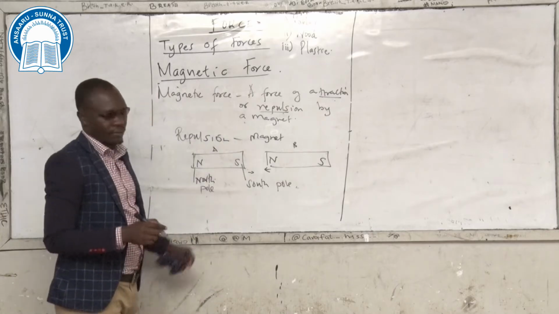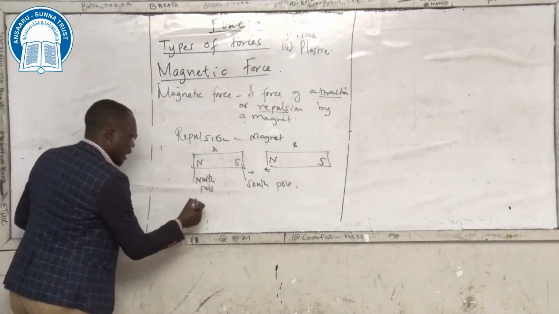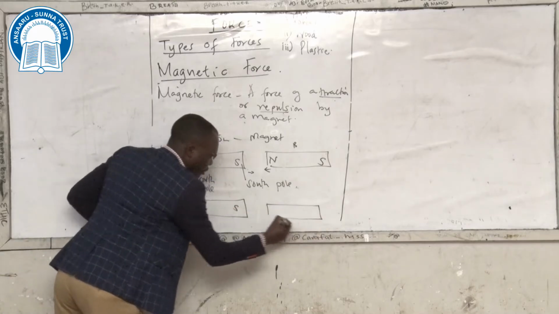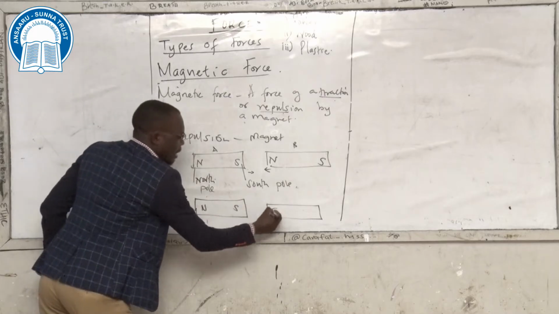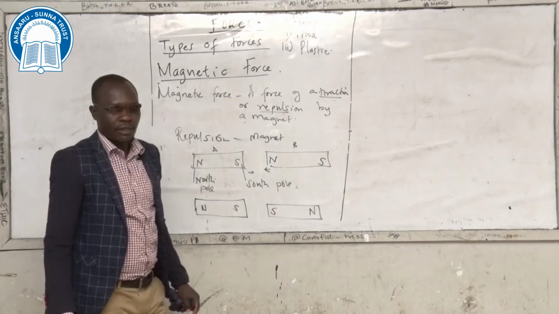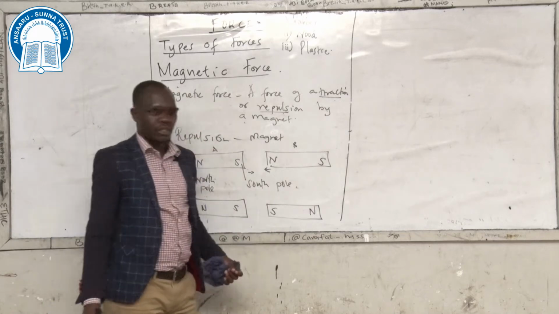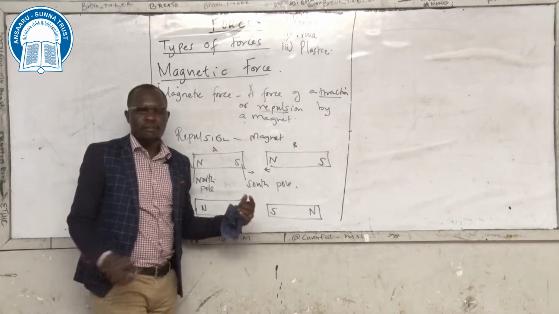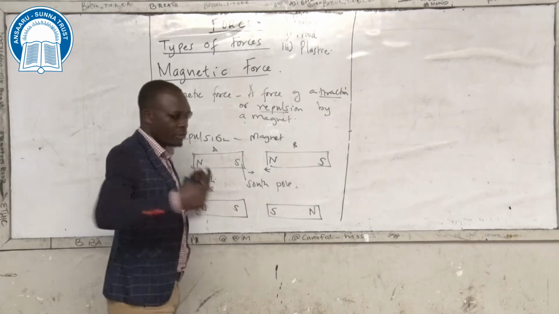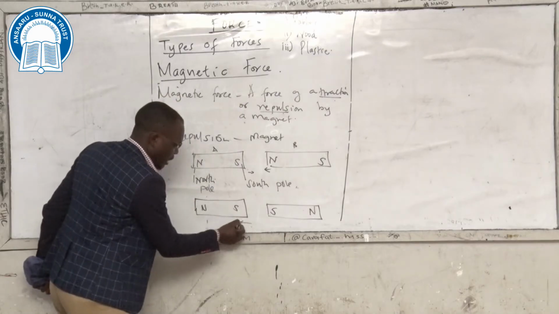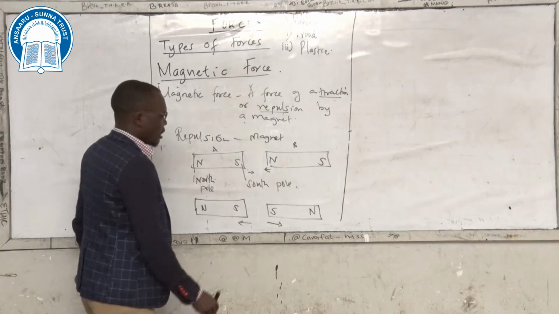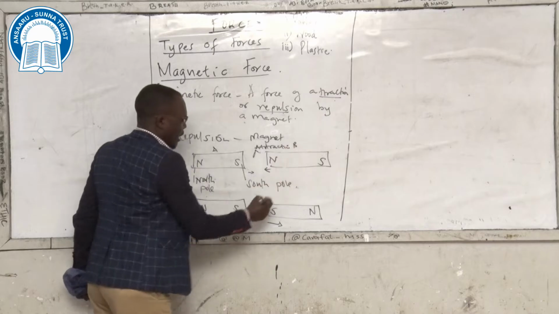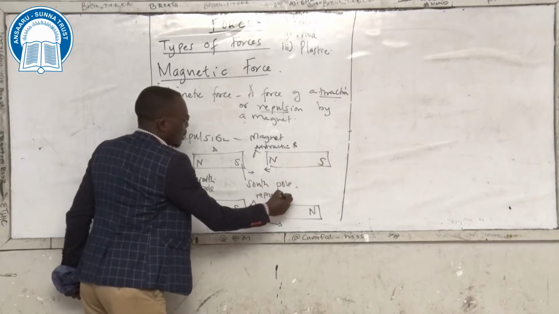What about repulsion? Repulsion takes place when I bring magnets close to each other in such a way that a south pole is brought close to a south pole, or a north pole is brought close to a north pole. Then the two magnets are going to experience a force pushing them apart from each other, and then repulsion takes place. So attraction is occurring here, while repulsion is taking place in the other diagram.